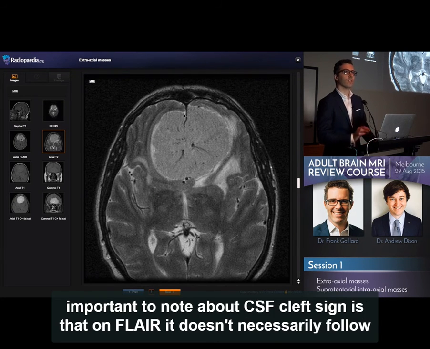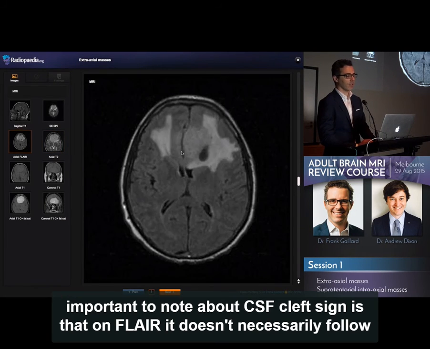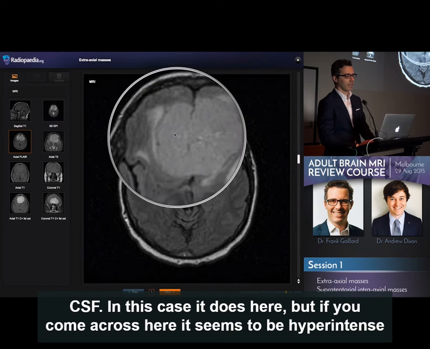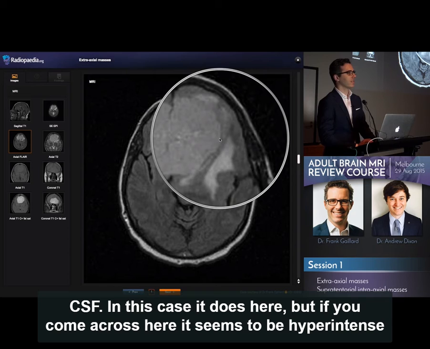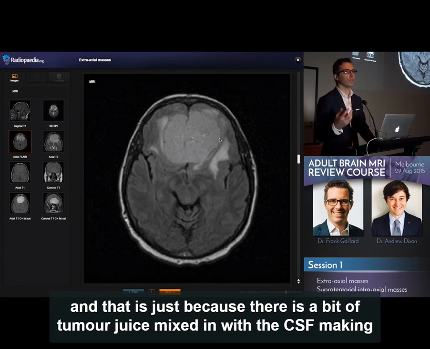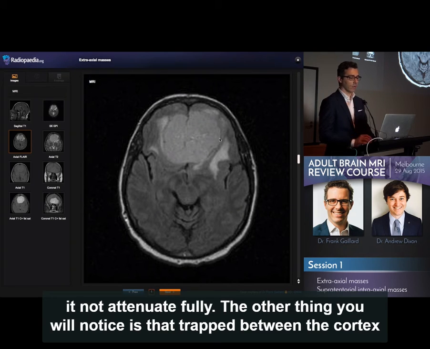Something that's really important to note about the CSF cleft sign is that on FLAIR, it doesn't necessarily follow CSF. In this case, it does, but if you come across one that seems to be hyperintense, that's just because there's a bit of tumour juice mixed in with the CSF, making it not attenuate fully.